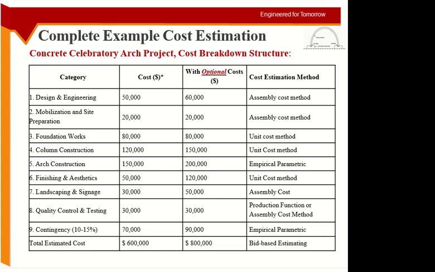Empirical cost, empirical parametric cost. What was the meaning of that? We covered three approaches. Assembly was total, unit cost is per unit, and what is the meaning of empirical? Empirical parametric. How do we calculate the last one?